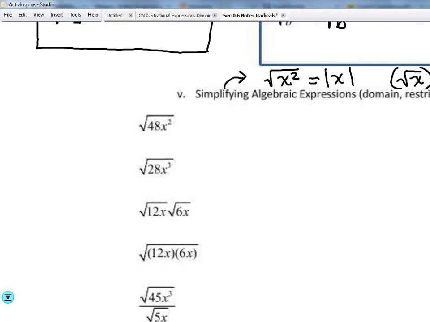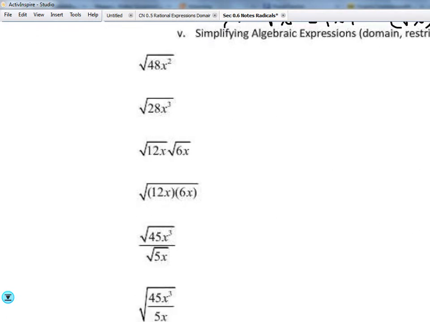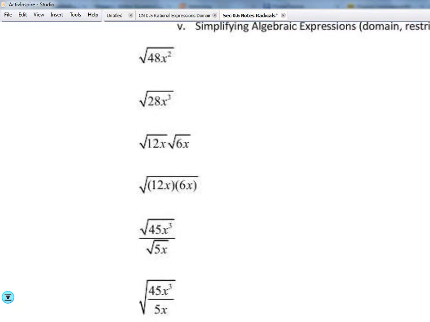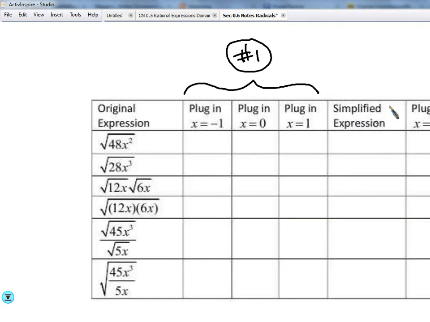So I'm going to let you play around with it first. Go ahead and give it a try. Try to simplify these. Try to make sure you have absolute value when you should, and try to have your exceptions. And when you get to the end of the problem, after you've simplified each one, so you'll simplify number 1, the first one here, then I want you to come back to this page, put your simplified expression here, and plug in -1, 0, and 1. So this is step number 3. Step number 2 is simplify.